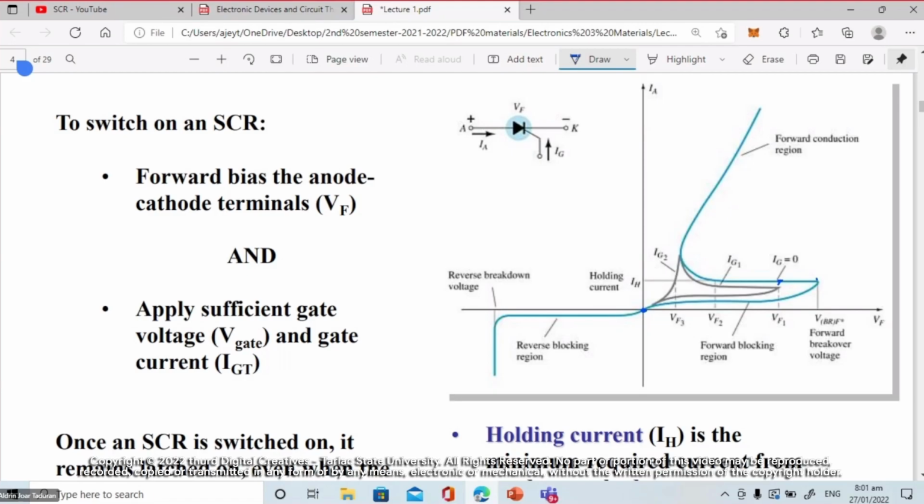Then when we get here, this is what we call forward conduction, where the current flows freely. The resistance of our SCR is virtually zero, reaching a dynamic resistance of 0.01 ohms to 0.1 ohms.